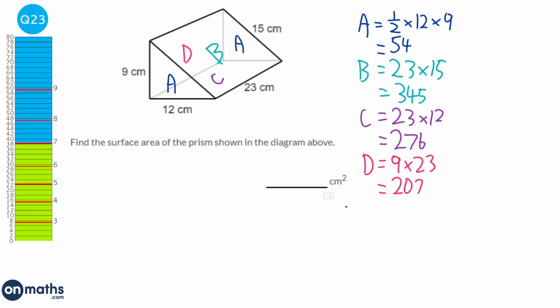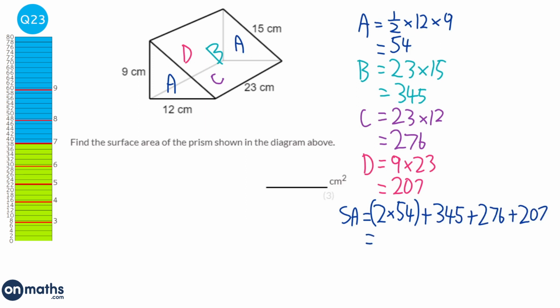So when we're working out the surface area, we're going to do 2 lots of A plus B plus C plus D, and that gives us 936. So the answer is 936 centimetres squared.